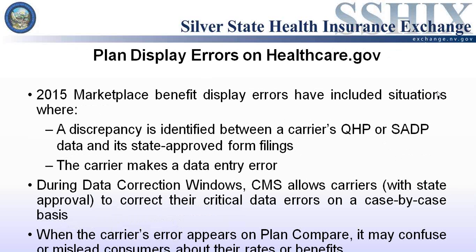So the benefit plan display errors have included situations where a discrepancy is identified between a carrier's QHP or SADP data and its state-approved form filings. Then there's a data entry error. So during data correction windows, CMS allows carriers with approval to correct the critical data errors on a case-by-case basis. And when the carrier's error appears on Plan Compare, it confuses or misleads consumers about their rates or benefits.